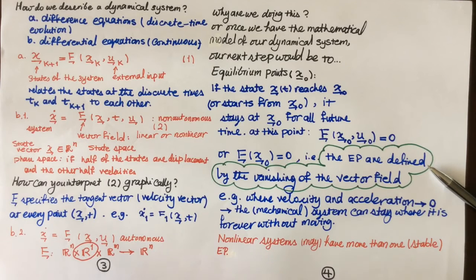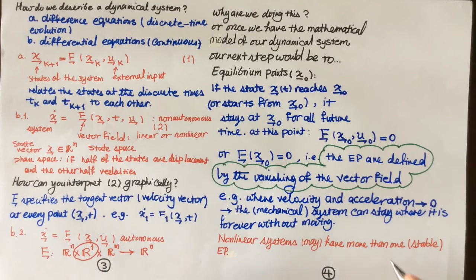All right, so when we have equilibrium points, those equilibrium points could be stable or unstable, depending on the sign of, for example, our eigenvalues. I'm going to come back to this. But for now, think about this. What is an equilibrium point? What is a stable equilibrium point? What is an unstable equilibrium point?